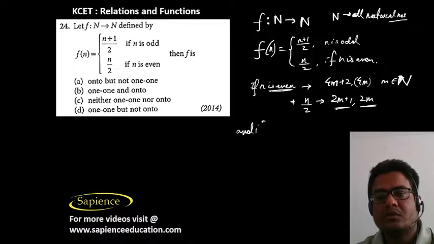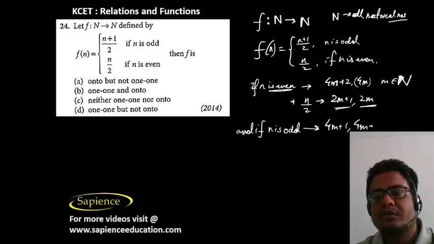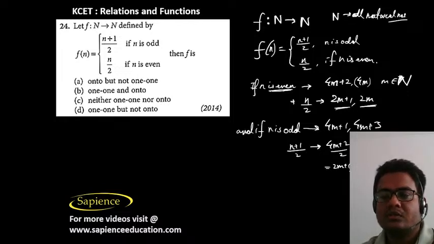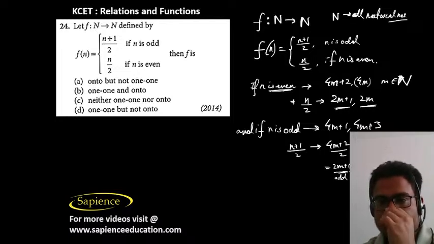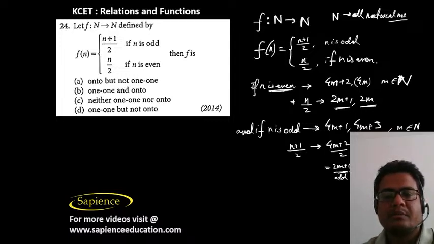And if n is odd, then it can be of the form 4m plus 1 or 4m plus 3. So then (n plus 1) by 2 will be of the form (4m plus 2) by 2 or (4m plus 4) by 2. That will be like 2m plus 1 or 2m plus 2. So then also it can be even or it can be odd. 2m plus 1 is always odd, 2m plus 2 will always be even. Here also I am saying for some m belonging to the natural numbers.